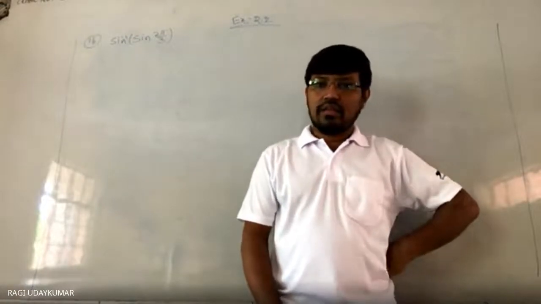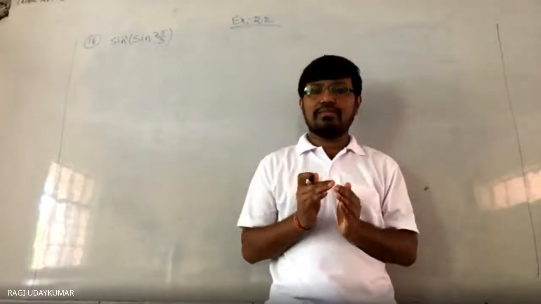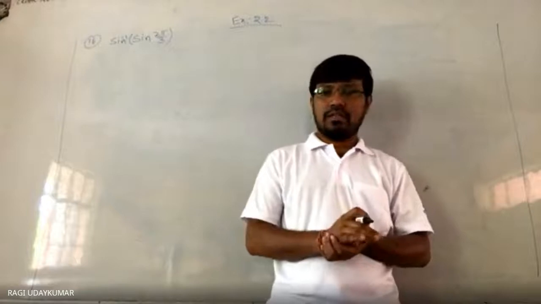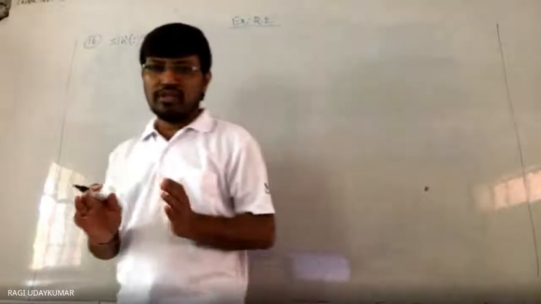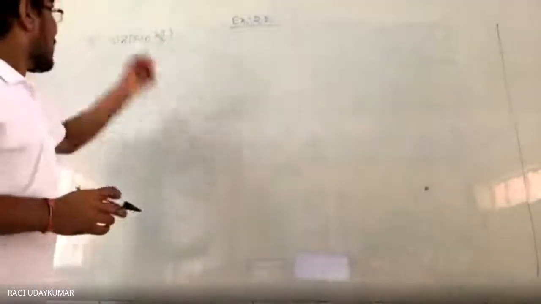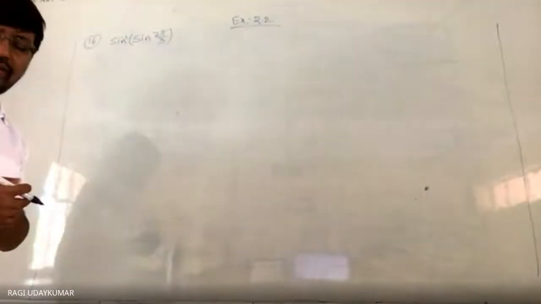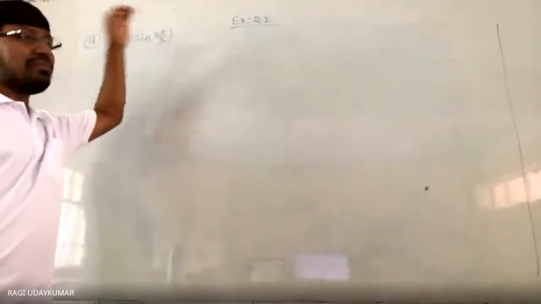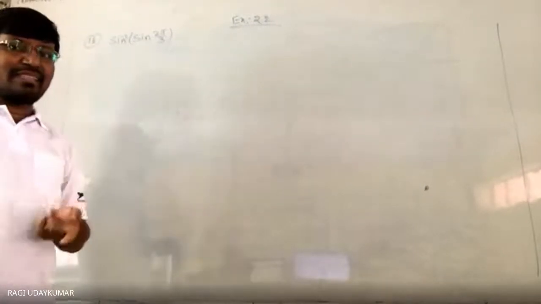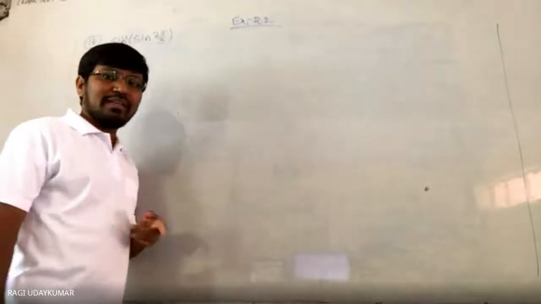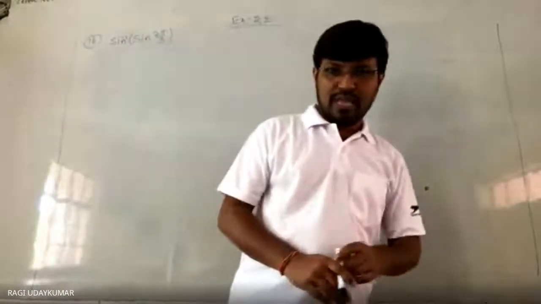What to do in this situation? We need to recall the concept of principal value branch. The principal value branch of sine inverse is minus pi by 2 to pi by 2, closed interval. So this should be in between minus pi by 2 to plus pi by 2. So pi by 3 is nothing but 60 degrees, and 2 into pi by 3 is 120 degrees.